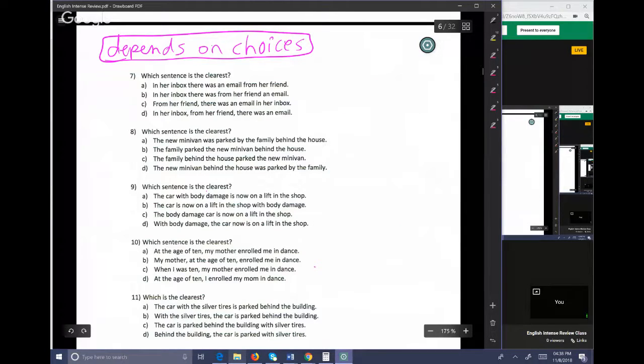Essentially, the way that we have to do this is we have to think about what the components of the sentence are. So what are the different pieces that we're being forced to bring together? And then what goes with what?